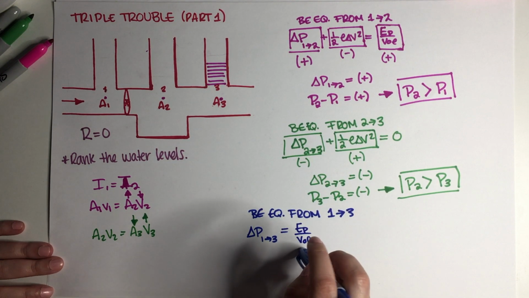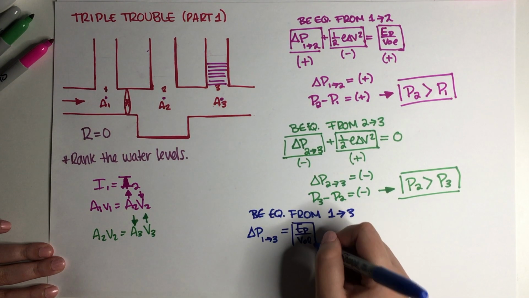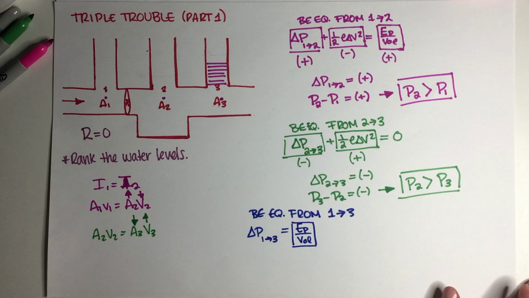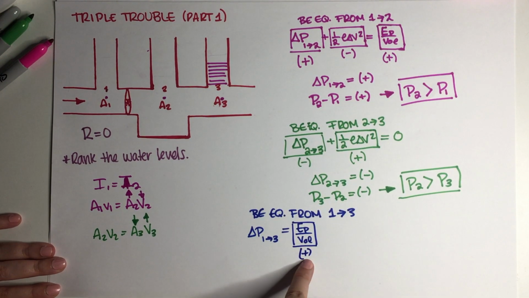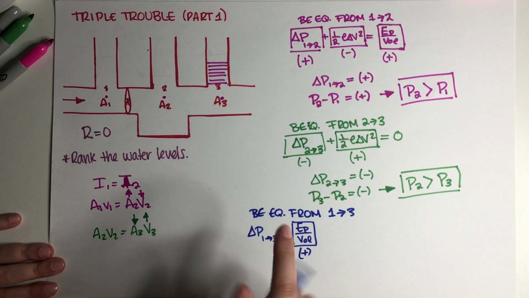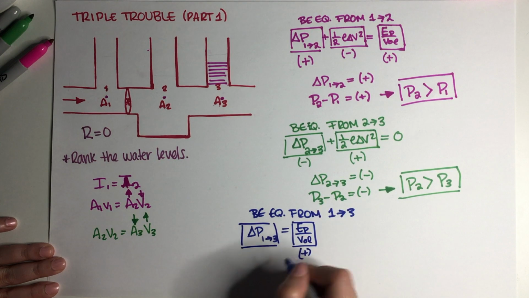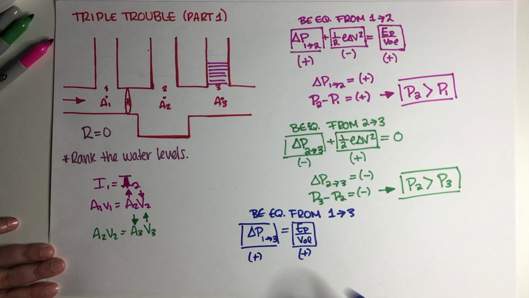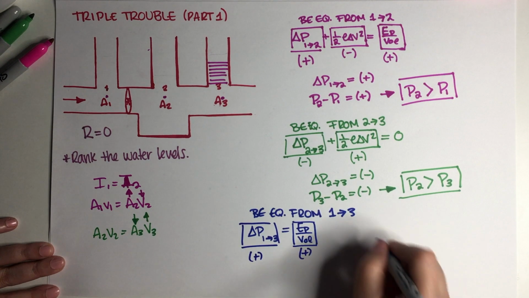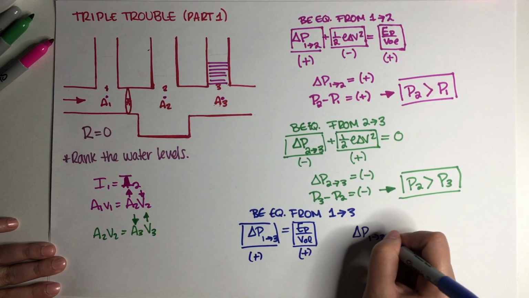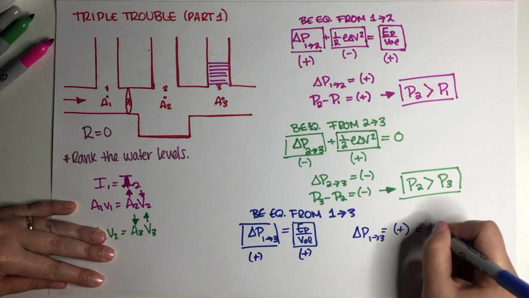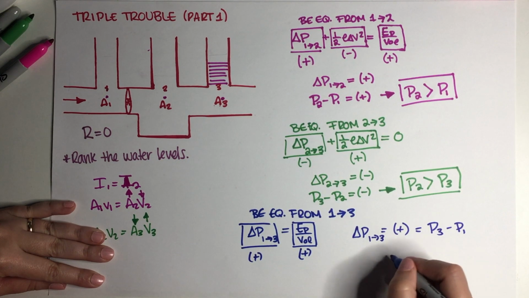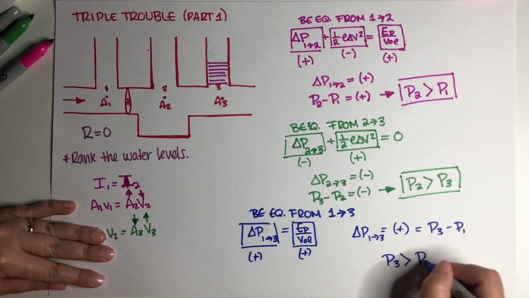Now, like I said, this term right here is a pump. A pump doesn't really take energy out of the system. It can only give energy. So this number is going to be positive always. And because this number on the right side of the equation is positive, that means that this number on the left side of the equation has to be positive, right? I mean, plus has to be equal to plus. So delta P from 1 to 3 is equal to a positive number, and it's also equal to P3 minus P1, which means that 3 is higher than 1.